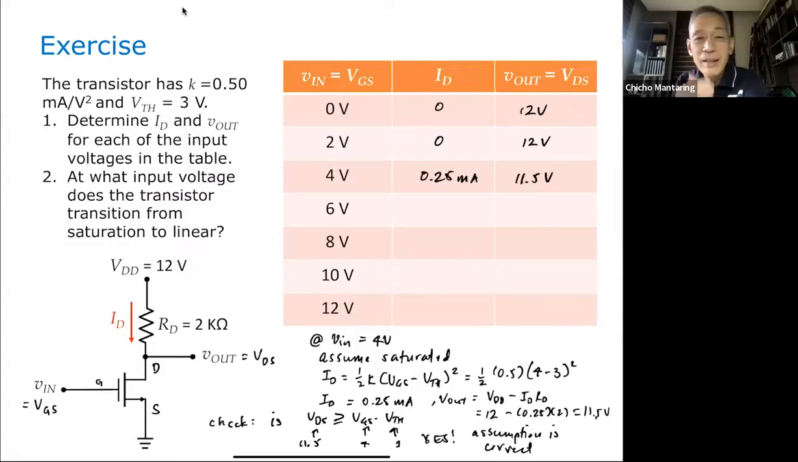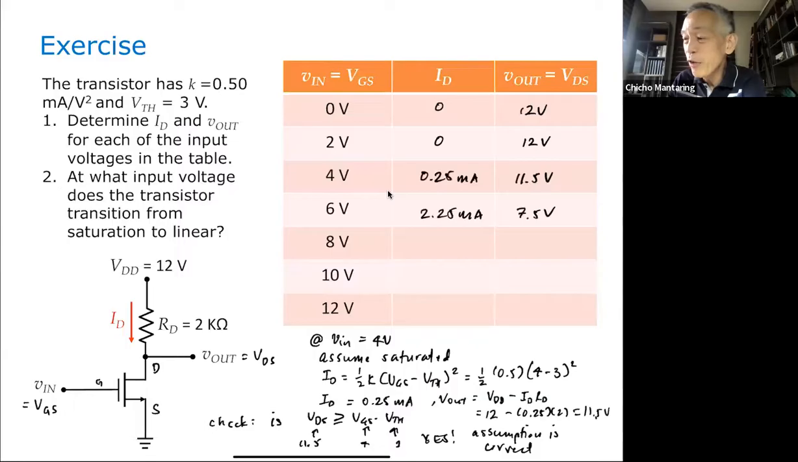Okay, so yeah, the correct answer is, the ones who got it were Albert and Team C. Your ID is going to be 2.25 mA, and then your output is going to be 7.5 volts.